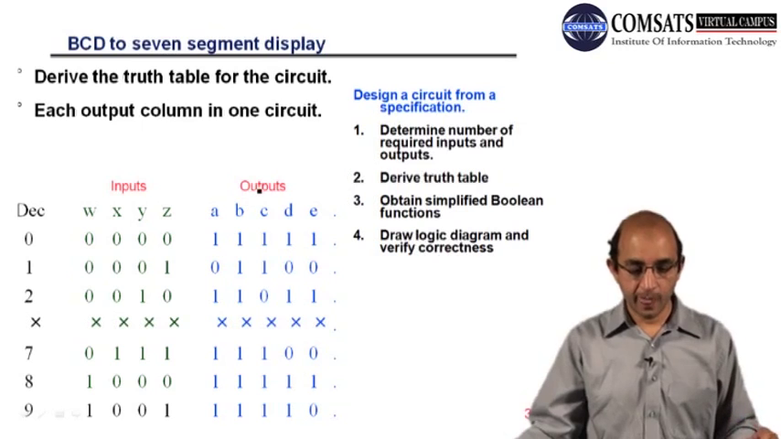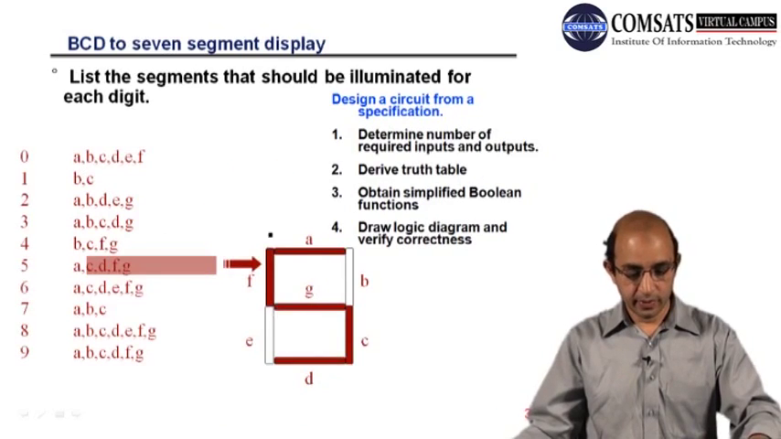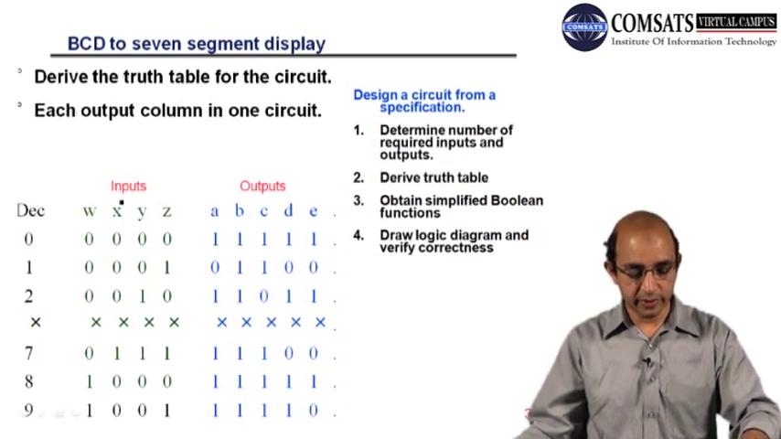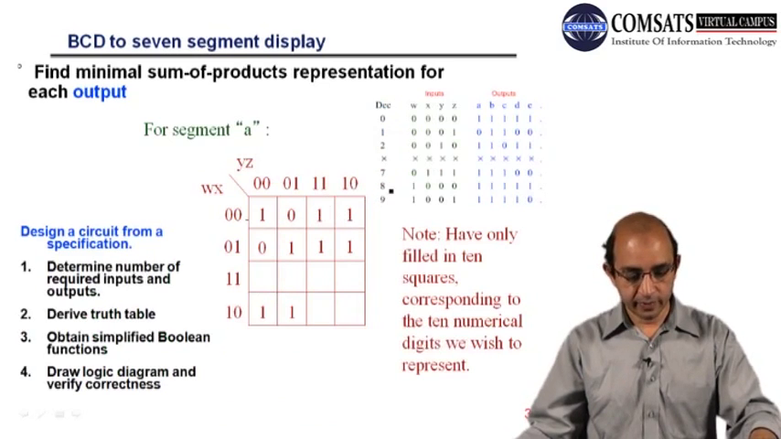If you look at the design steps, inputs and outputs, we have to determine the number of inputs and the number of outputs. If you go back, these are the outputs regarding the BCD to 7 segment display. These are the inputs, binary inputs. So we have 4 inputs, W, X, Y, Z, and we have 7 outputs, A, B, C, D, E, F, G. 1, 2, 3, 4, 5, 6, 7 segments. And then we have to derive the truth table. That is the second step.